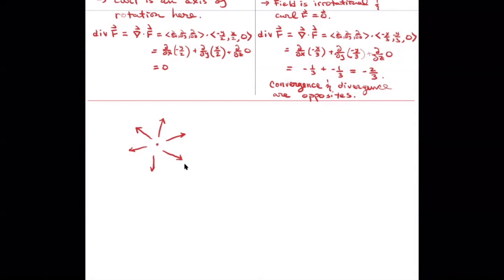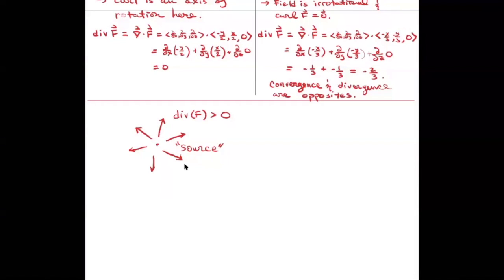So here, at this point, the divergence of my field will be greater than 0. Remember, divergence is a scalar. And this is called a source. It just means that if this was a fluid, it's flowing outward from this point. I don't know where it's coming from, but it's like a source, bubbling up from this point and flowing outward.